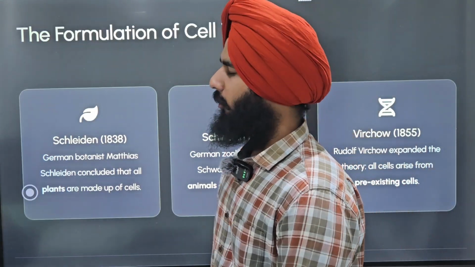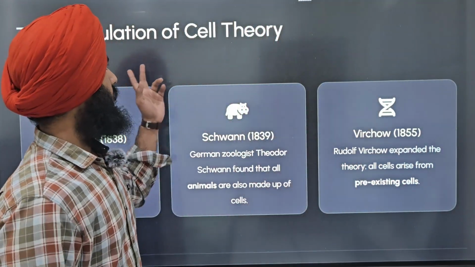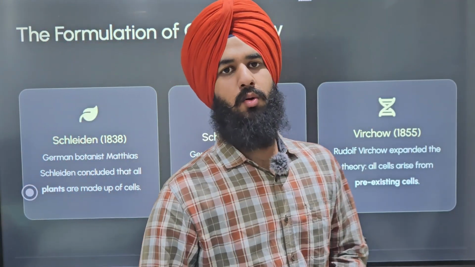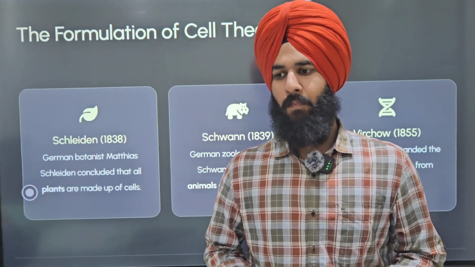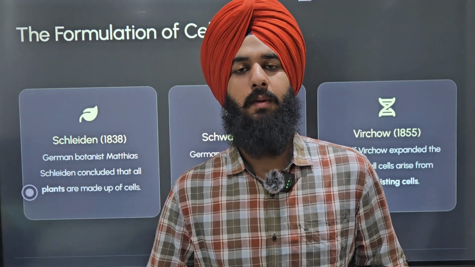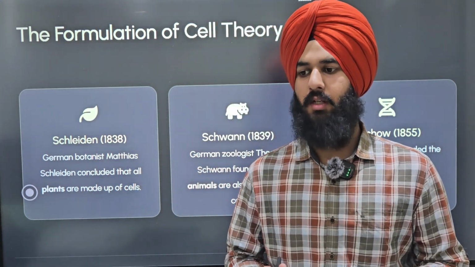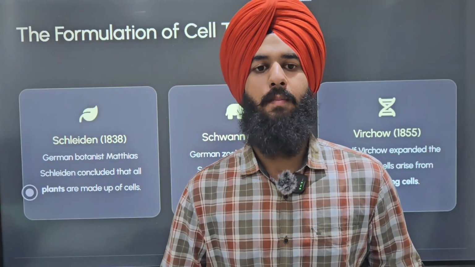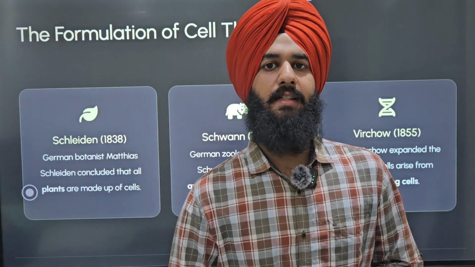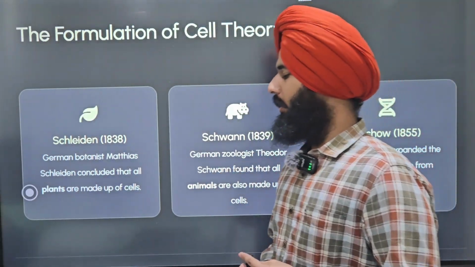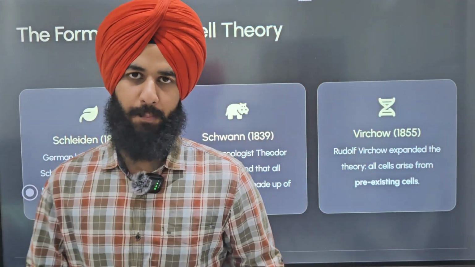Now for the formulation of cell theory, Sir Isaac Newton once wrote to Robert Hooke, and he said, if I am able to see further, then it is because I stand on the shoulders of giants. So over here he is referring to the people that came before him.